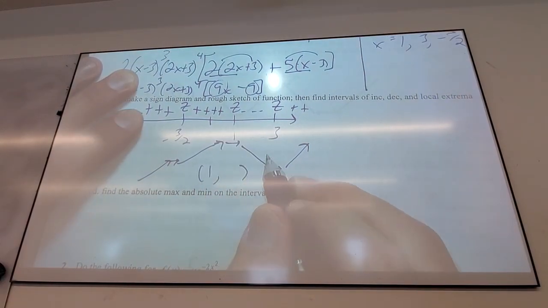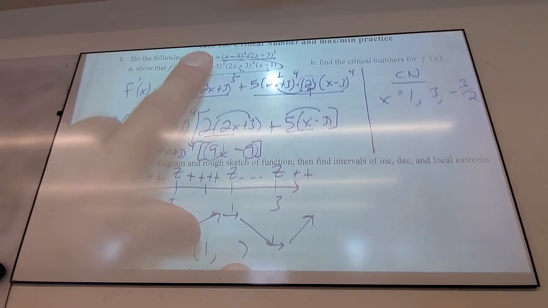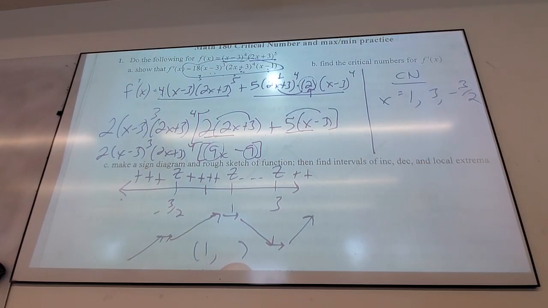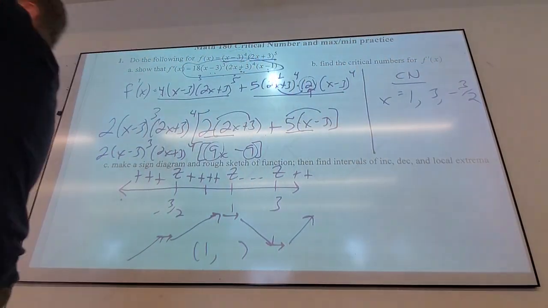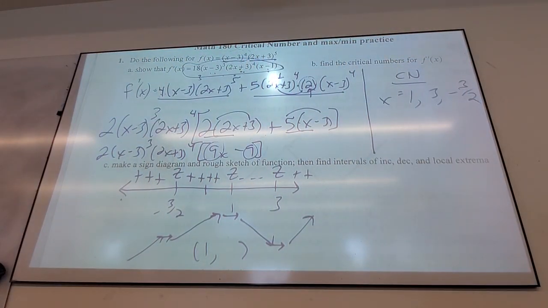Where do I plug 1? To the original function, because I want to know where the function is. If I want to know where the function's headed, where it's going, I put it in F prime. Well, I want to know where it is, so I plug it into F. Yes? So when you plug a 1 in, you get 16 times 5 to the 5th.